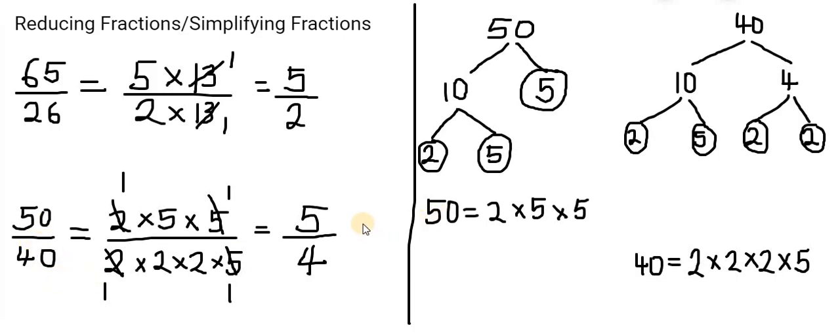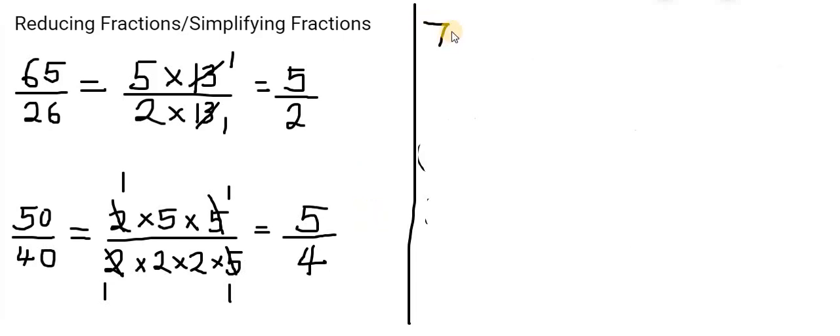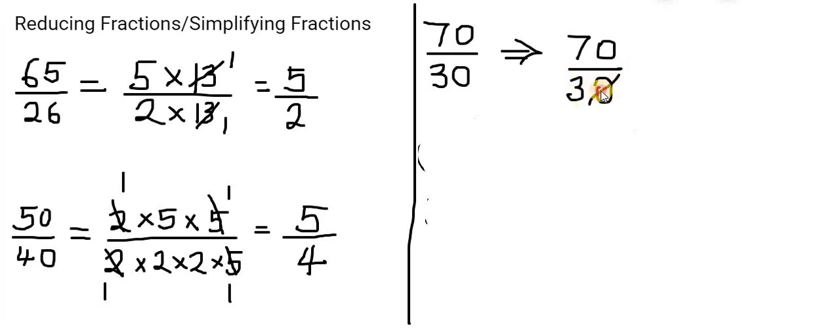Now, one simple trick is this. When you have numbers ending in 0, you can slash the zeros off at the end, like so. So if we have 70 over 30, they both end in a 0. So what we just do is slash the zeros off. And we say it simplifies to 7 over 3.